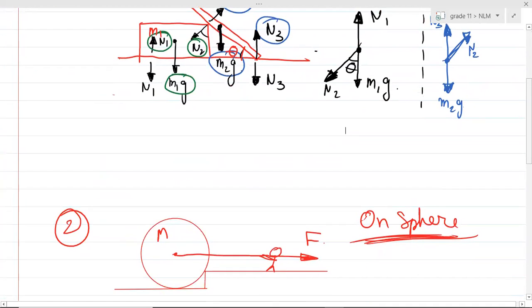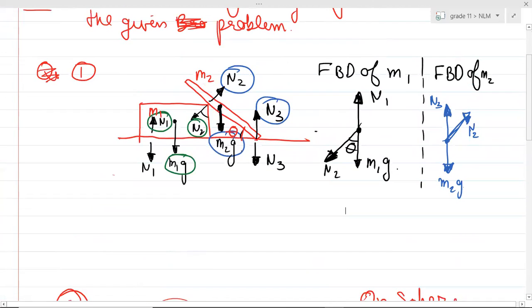Any doubt? Any doubt, guys? How to draw the forces and all? Understood? The main important factor is drawing all the forces correct. If you can draw all the forces correct, then any question on FBD can be done easily. So that's why practice those questions. That's why I'm telling you to practice these questions once again.